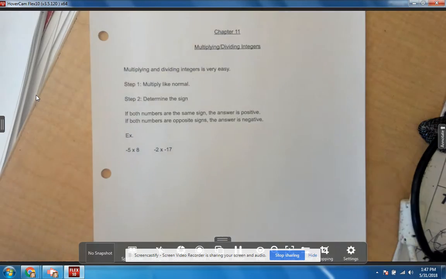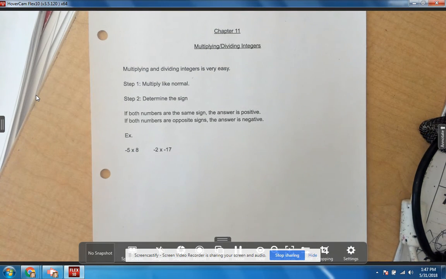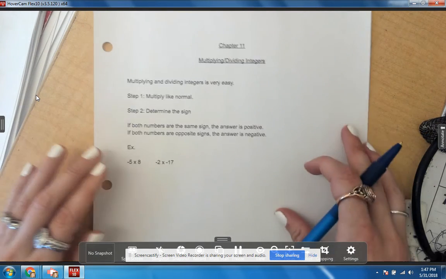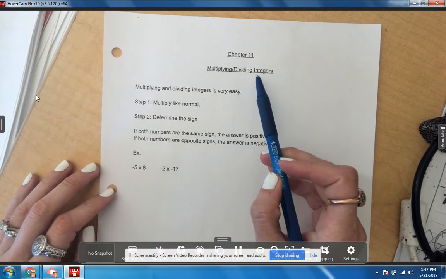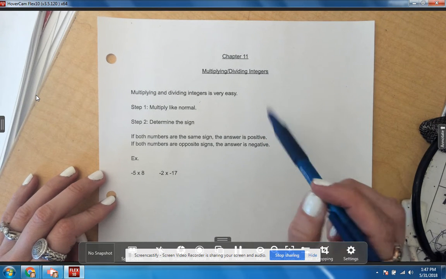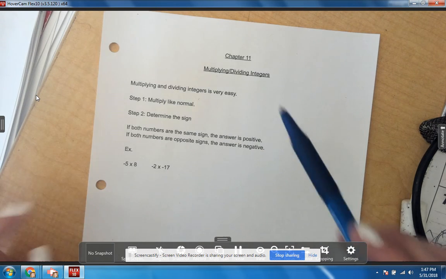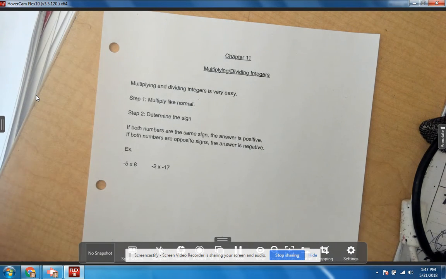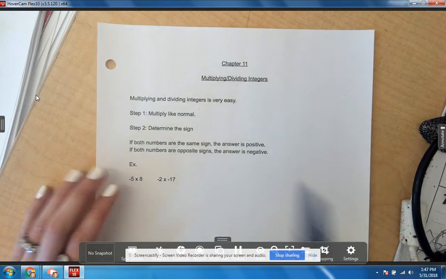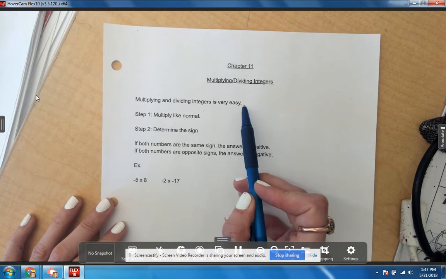So we have done adding and subtracting integers at this point. So the last thing to do is multiplying and dividing. Luckily, this is actually way easier than adding or subtracting. So if you found adding and subtracting to not be that difficult, then you'll find this even easier. So multiplying and dividing integers is very easy.